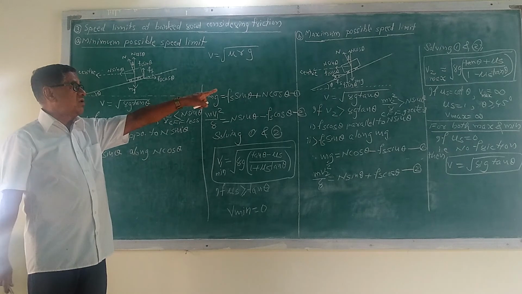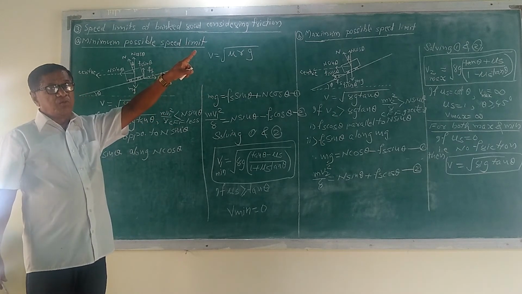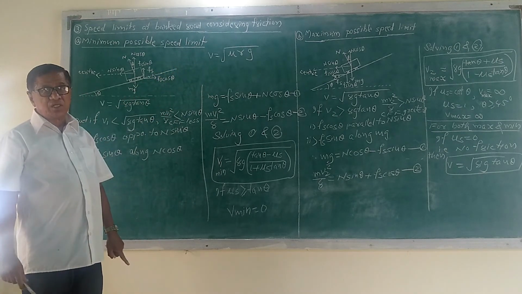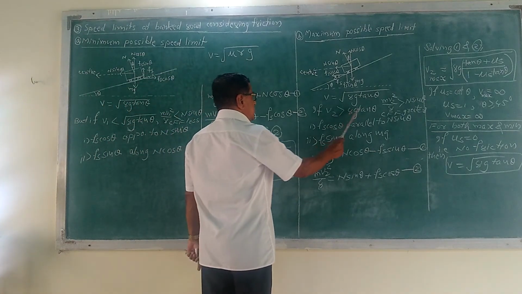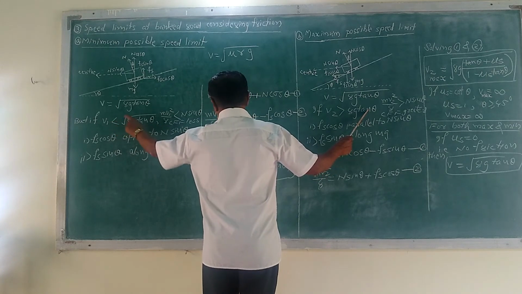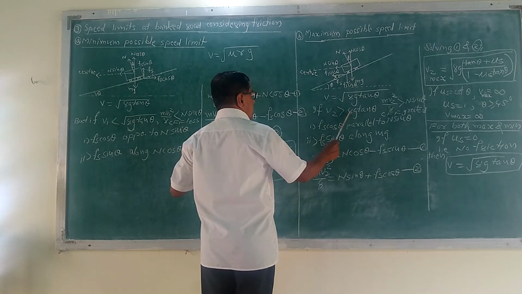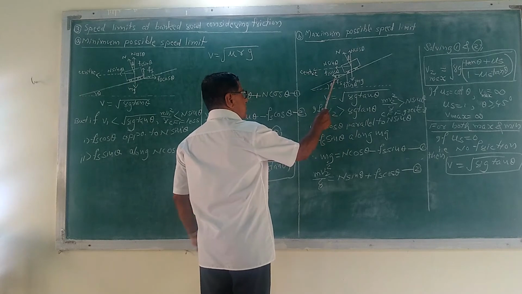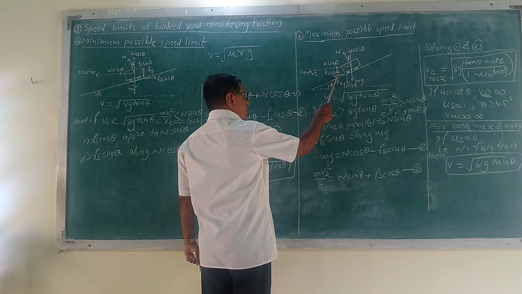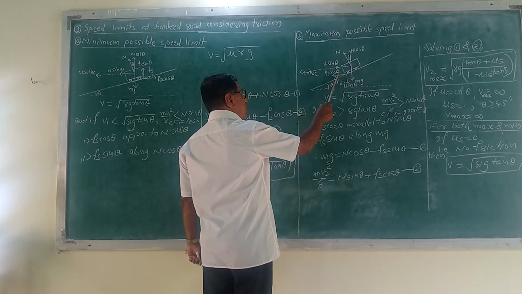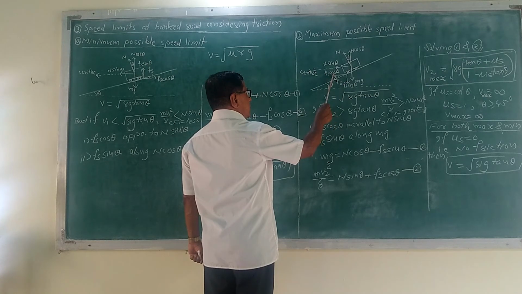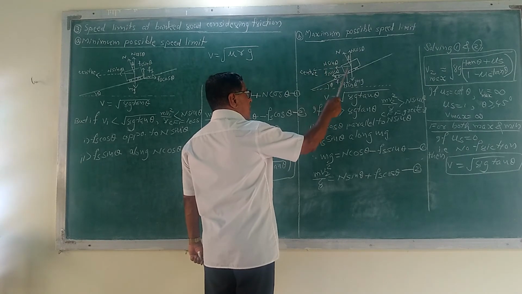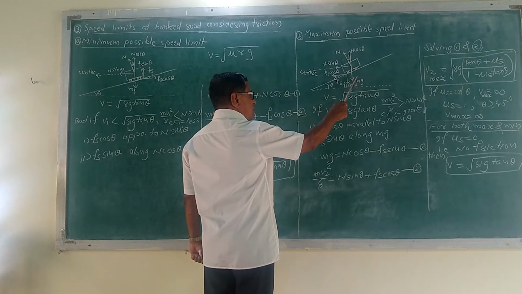In this case, for the maximum possible speed limit, we have taken the friction in the downward direction. For that, v2 is greater than root rg tan theta. V1 is less than root rg tan theta, v2 is greater than root rg tan theta. Friction is in the downward direction. This is the angle of banking. The component near the angle is fs cos theta. This is fs sin theta. Now fs cos theta is along the N sin theta. fs sin theta is along mg.